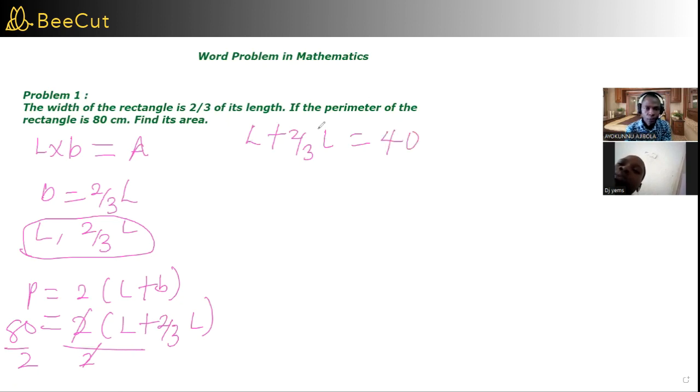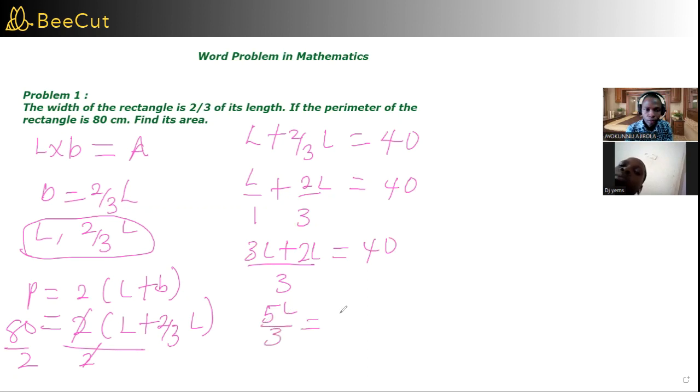Now, what do I do? This is L over 1 plus 2/3 L. 2 times L is 2L. So I have 40 here. Then I have this as 3. 1 here is 3. 3 times L is 3L. Then 1 times 2L is 2L. So equals 40. Then I can have 3L plus 2L is 5L. So 5L over 3 equals 40.